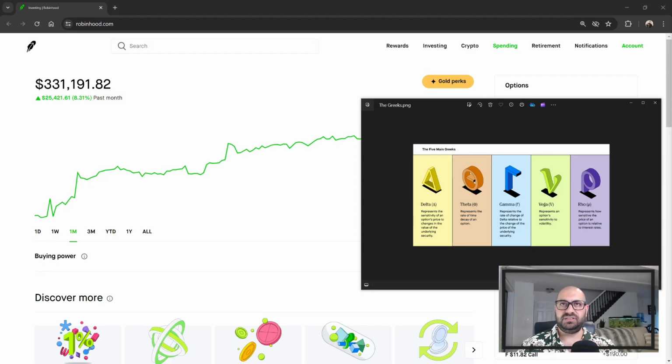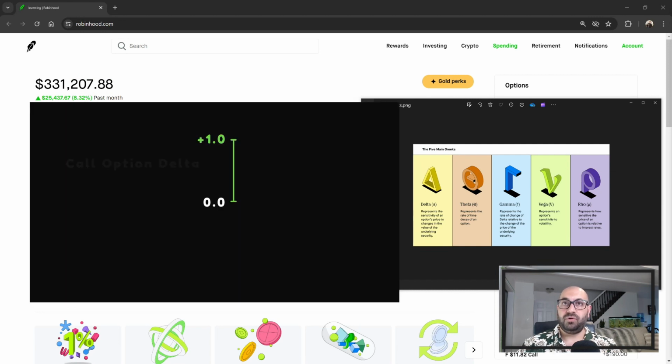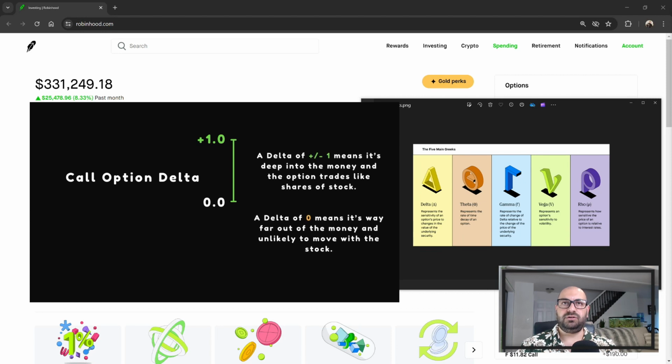Delta can be positive or negative depending on whether the option is a call or a put. For the call option, delta ranges from 0 to 1, where a delta of 0 means the option is out of the money and unlikely to move with change in the underlying asset price, while a delta of 1 means the option is deep in the money and moves almost point for point with the underlying asset.